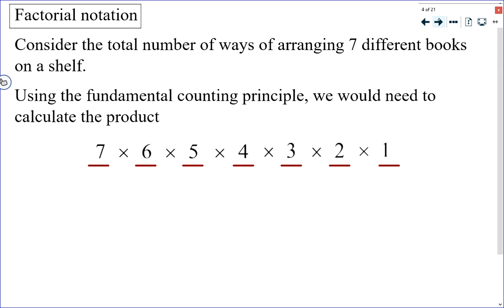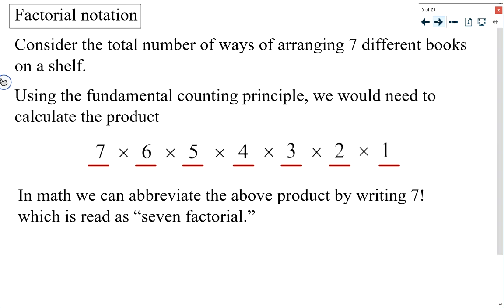And then you're down to 5 for the third, all the way down the line until you get to the end, and you only have one more decision to make, and it's what book do you put in the last position? But at that point in time, you only have one book in your hand. So the number for the last blank would be 1. And we abbreviate this product by writing 7 factorial, 7 with an exclamation point. And what it means is 7 times 6 times 5 times 4 times 3 times 2 times 1.